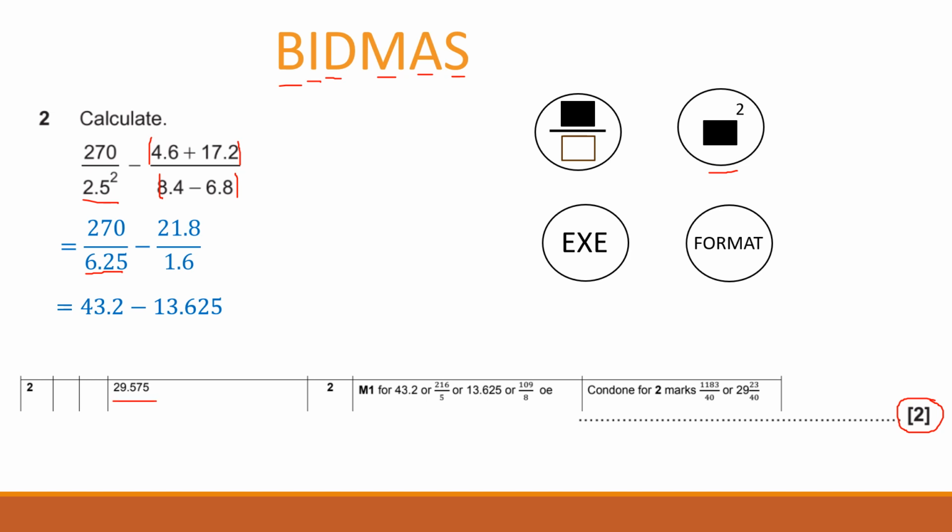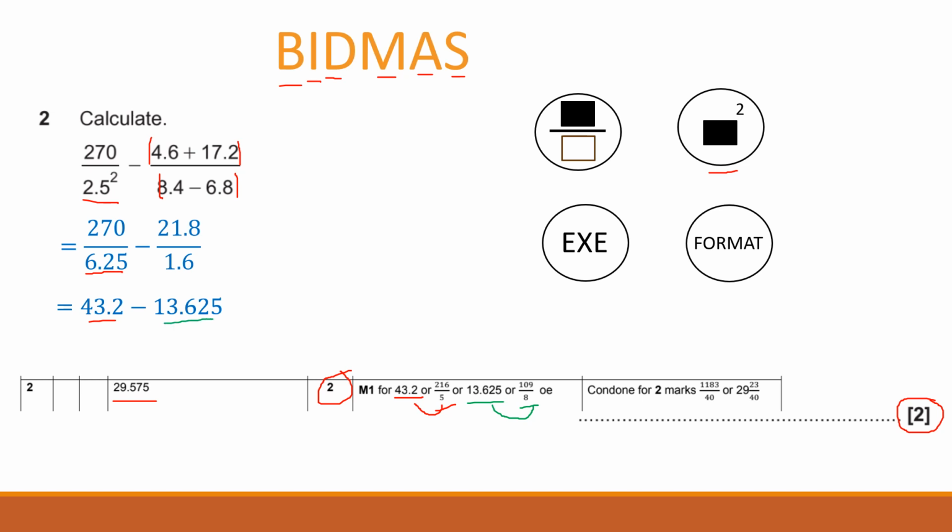29.575 for 2 marks. So here you can see in the mark scheme, this is worth 2 marks. There is a method mark for getting 43.2, which is this first number we got here on the first part, or 216 over 5. These 2 numbers are exactly the same. One is just in fraction form, one is in decimal form. And similarly over here, I have got 13.625 or 109 over 8. These 2 numbers are exactly the same, which is the second digit I've got over here.